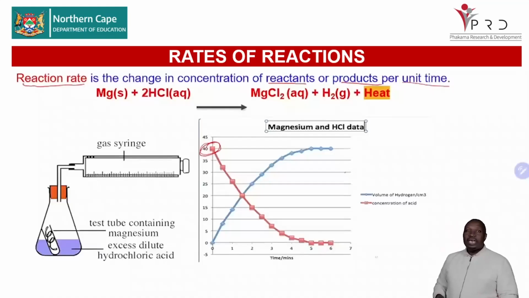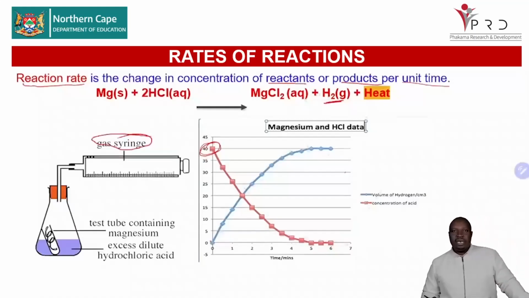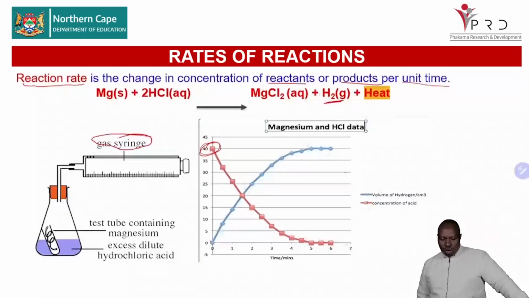And how do we collect our volume, our gas? We're using the gas syringe. Hence, if this is the graph of the volume of gas, which in this case is H2, a product, it will start from 0 and increase until where the curve flattens, and we're saying the reaction has reached completion, or the reaction has stopped. So have that in your mind.